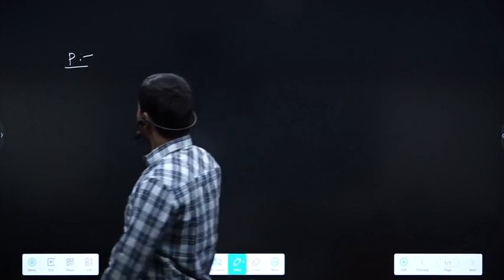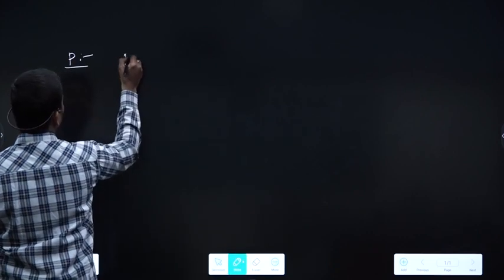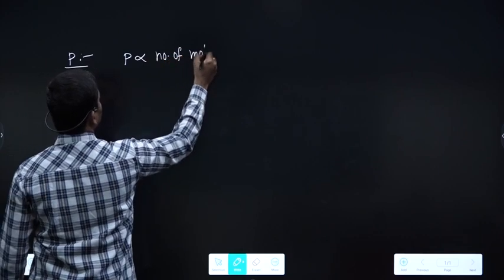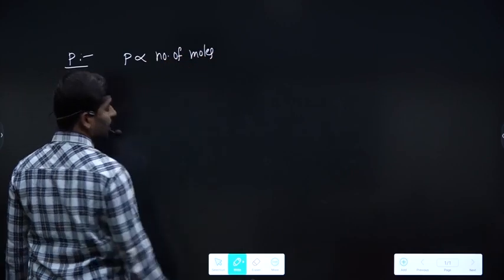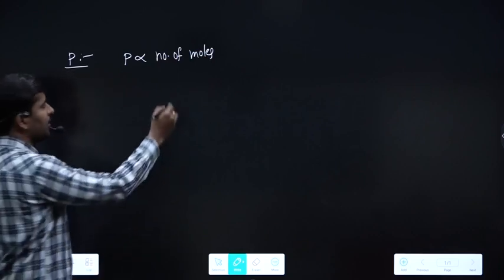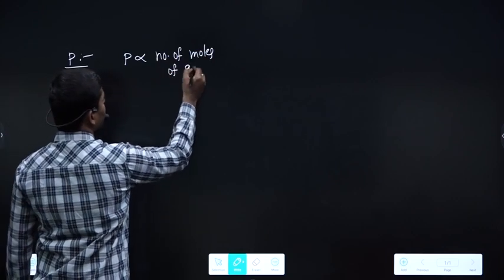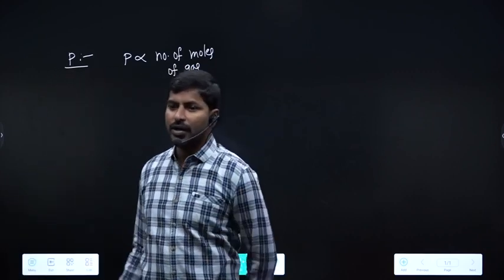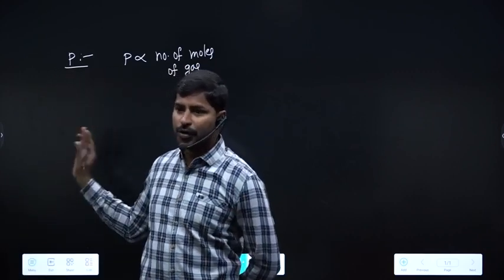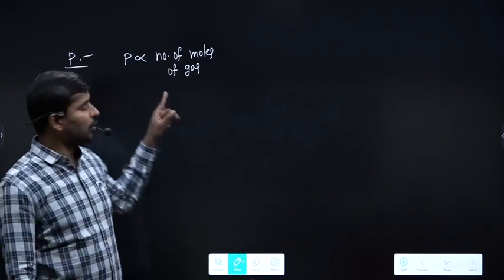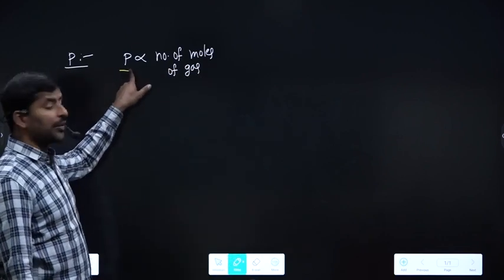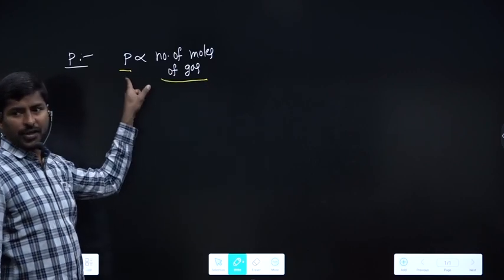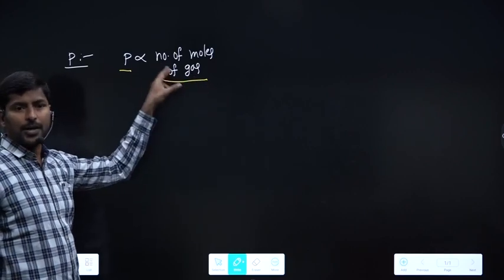We know pressure is directly proportional to number of moles of gas, right? As the number of moles of gas increases, pressure also increases. PV is equal to nRT, so pressure is directly proportional to number of moles. Therefore, we can explain the effect of pressure based on number of moles.